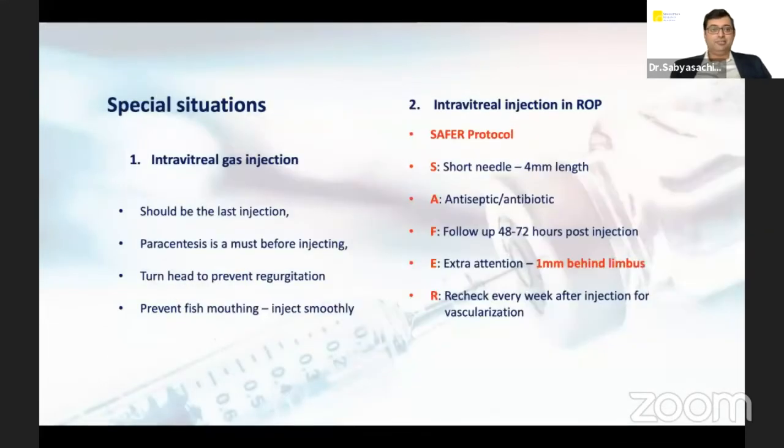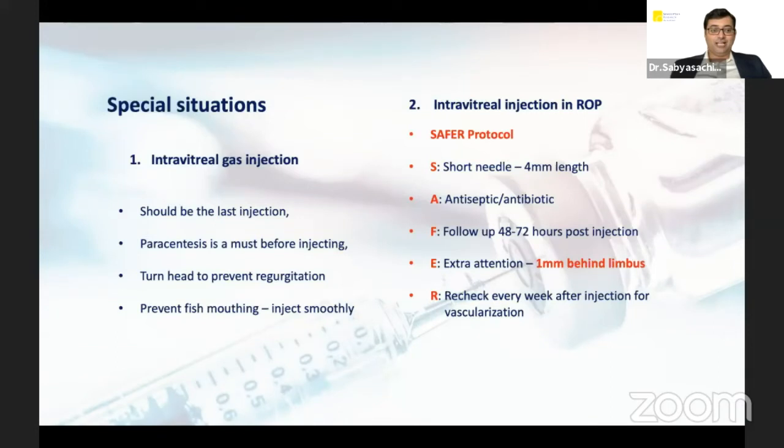There are some special situations like, say, intravitreal gas injection, where the gas should be the last that you're injecting, especially if you're doing a combined, say, a pneumatic displacement for subretinal hemorrhage or something like that. The gas should be the last to be injected. Paracentesis is a must before injecting. Turn the head appropriately to prevent any sudden regurgitation of the gas, and prevent fish mouthing by injecting smoothly.